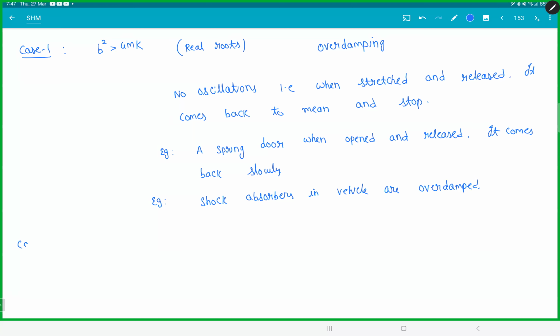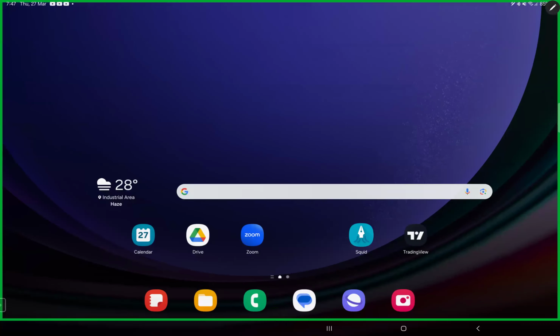That one. Case 2, what if the roots are real and b square is equal to 4mk? This is called critically damped. Technically, there is no difference between this and overdamping. The only difference is there will be no oscillations. The only difference would be this. When you open the door and leave it, the body reaches the mean position in the shortest time. So here also it will not oscillate, but it will reach the mean position in the shortest time.